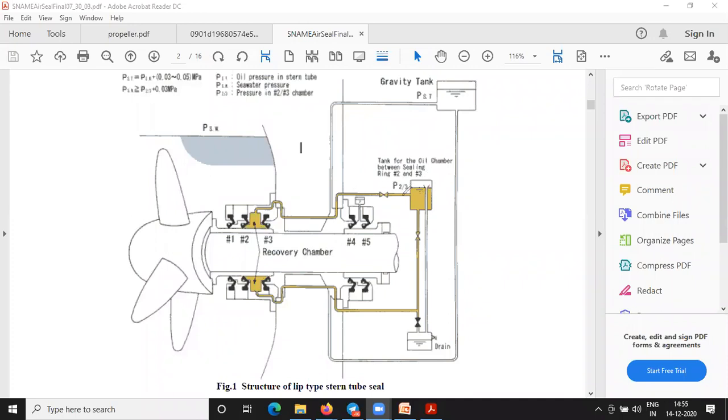Sir, I have a question, sir. How do you align the tail shaft and crankshaft, sir? Alignment of tail shaft and crankshaft.